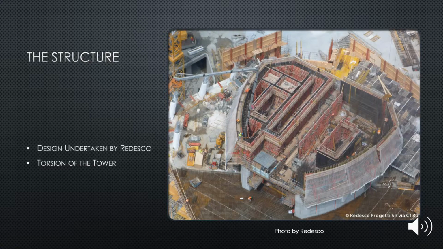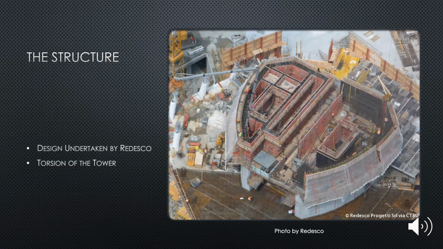There were complex problems due to the design of the building and its 30-degree twist from the bottom to the top. Redesco thought the best solution would be "simplicity is complexity resolved." Therefore, the most simple way they can do it is probably the best way.